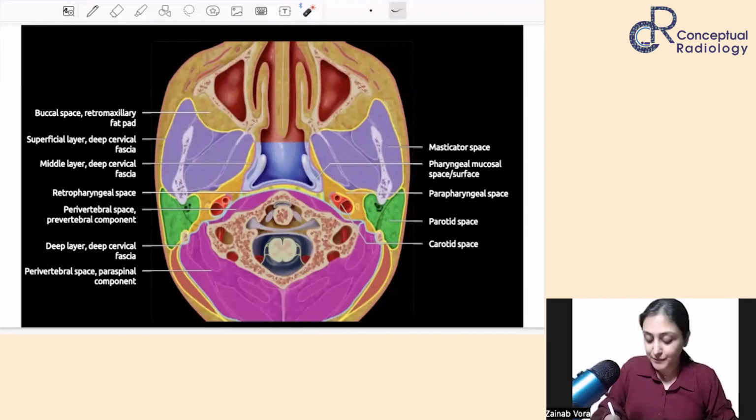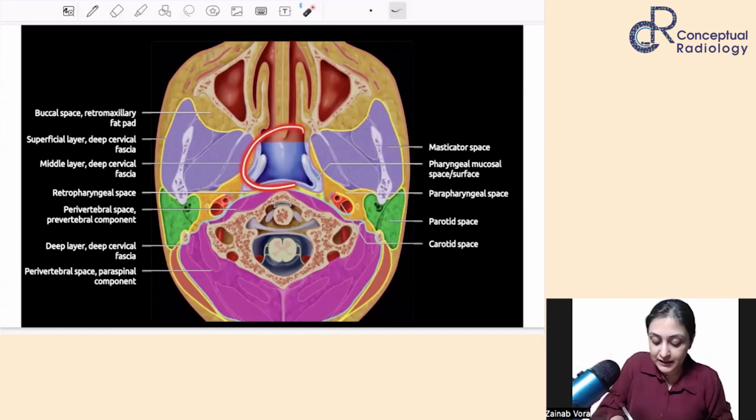Apart from that, the superficial fascia also is going to outline my main muscles, which are trapezius here, and as I go down, sternocleidomastoid. That is what is yellow, superficial fascia. Understood? Now come to middle.